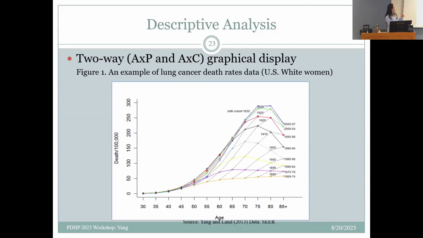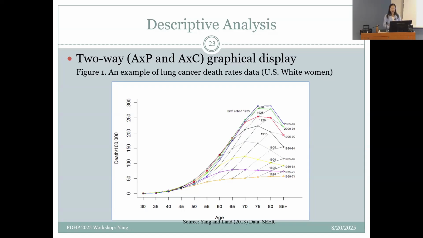So here is an overlay of both A by P graph and A by C graph. So the colored lines represent the age-specific lung cancer mortality rates for different periods, from the earliest periods to the most recent periods. And then the dashed lines connect the age-specific rates by birth cohort, from earliest cohort to the most recent cohorts. Right, and so this is interesting, right? This is showing you a lot of things going on.